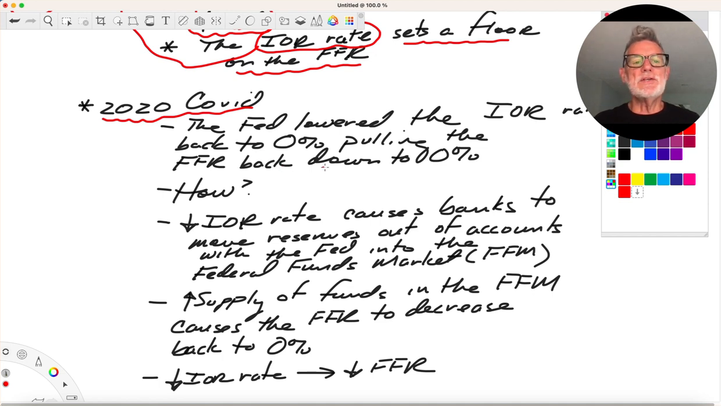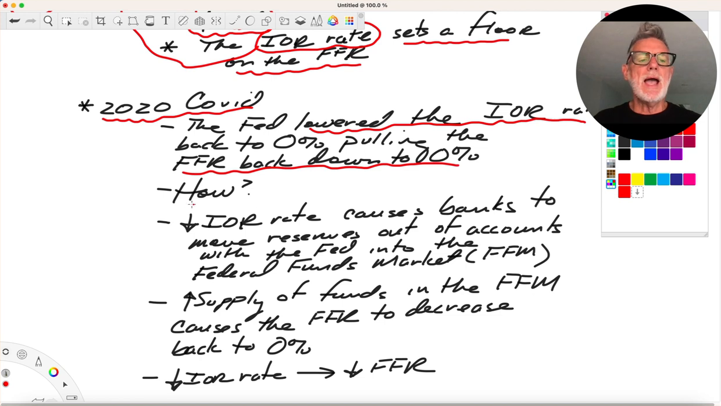And that's easy to do because the Fed has already pumped huge amounts of reserves into the banking system. So there's no lack of reserves in the banking system. But the Fed now wants to lower that federal funds rate from 2% back to zero. Okay? So what does it do? It lowers the IOR rate. By lowering the IOR rate, it's able to pull the federal funds rate back down to zero.